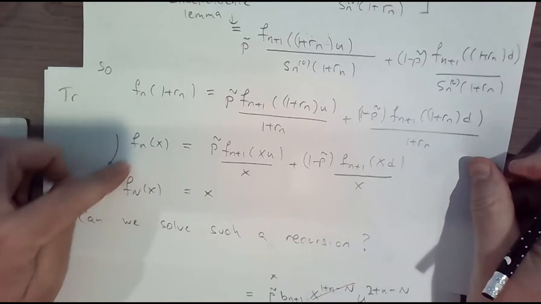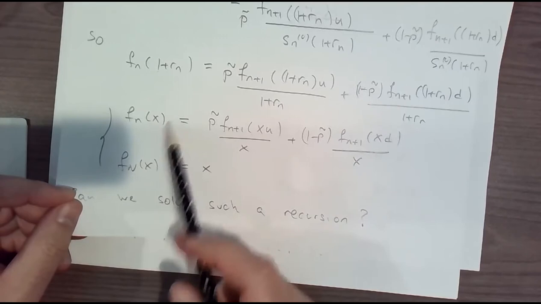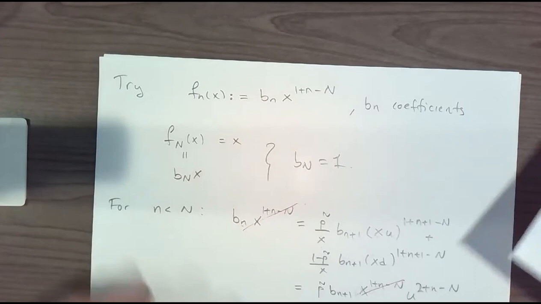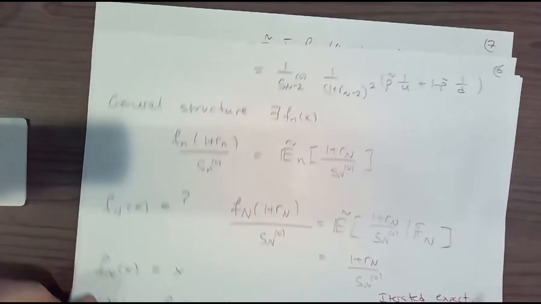It might look a bit messy, but there is a way to write out an explicit solution to what these functions are. They are given by these power functions here. So this allows us to compute the conditional expectation of (1 + Rn) divided by Sn.